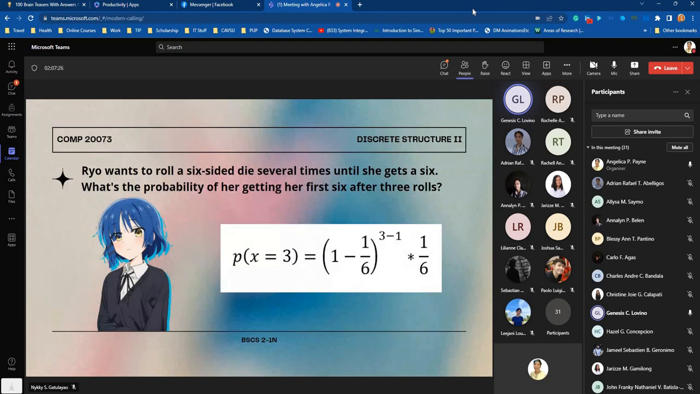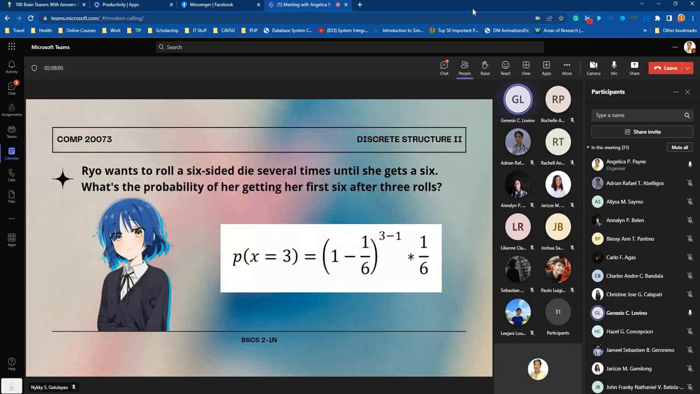So, our probability of 3 trials, tapos our first 6 would be the third roll. So usually ganyan mangyayari. Bakit 3 minus 1? Remember, we're going to have the first 6, yung third roll natin as 6. Tapos yung ating first and second would be probability of loss. Kaya ganyan siya. Ayan. So magiging 1 minus 1 over 6 raised to 3 minus 1 multiplied by 1 over 6.